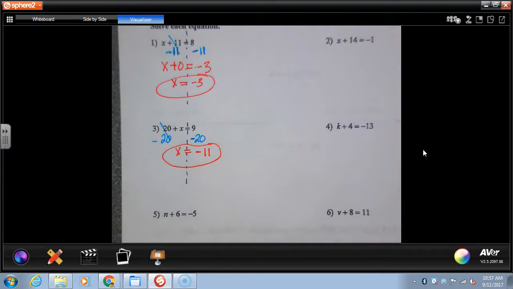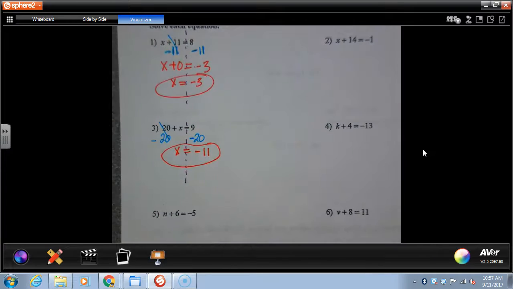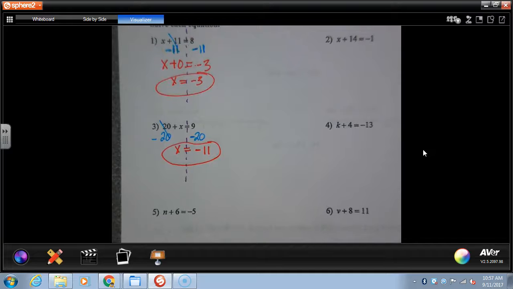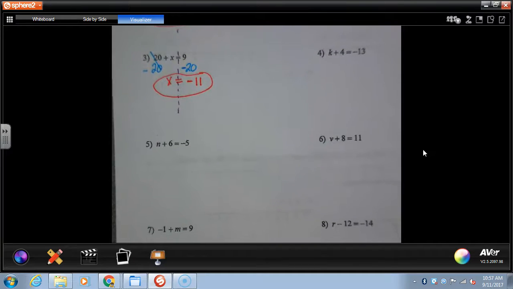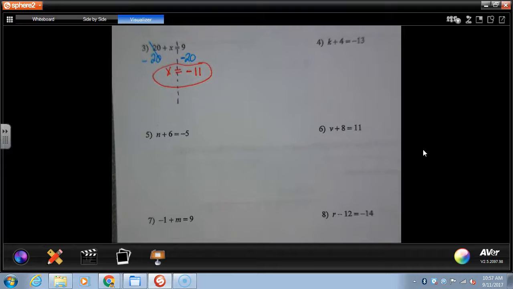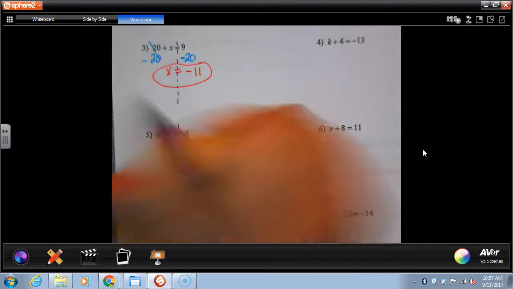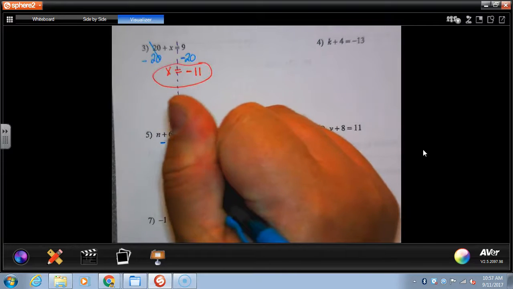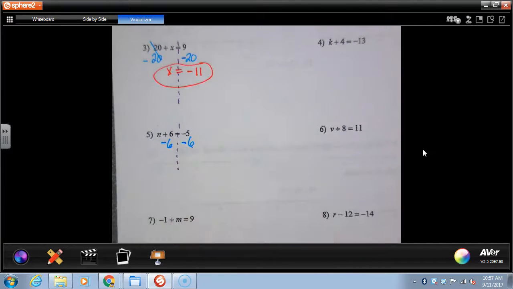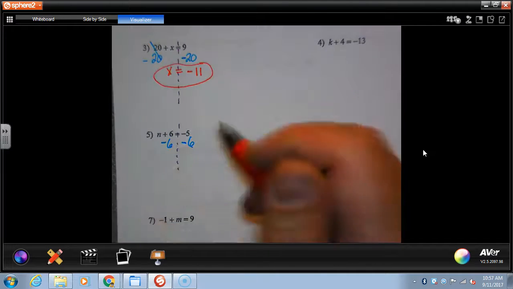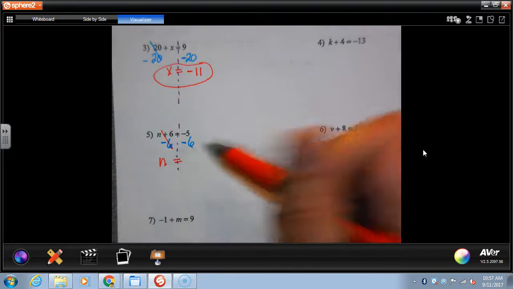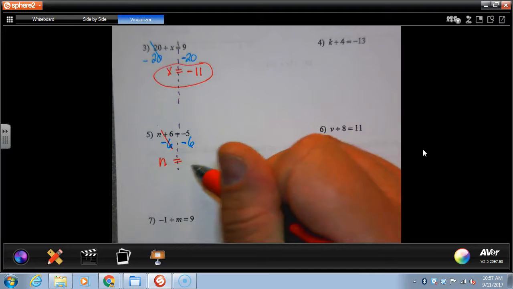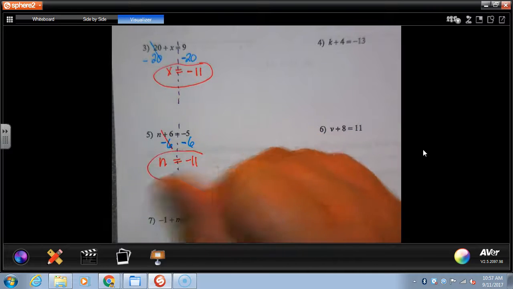Number 5, I'm going to subtract 6 from each side. These add up to 0. Negative 5 minus 6. Negative 11.